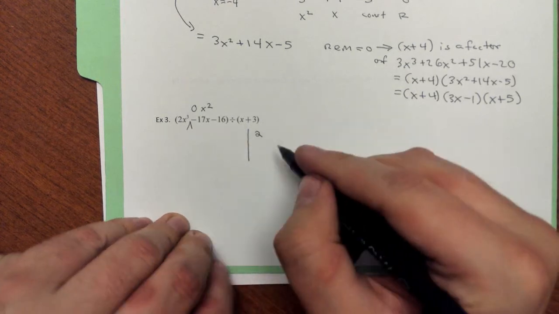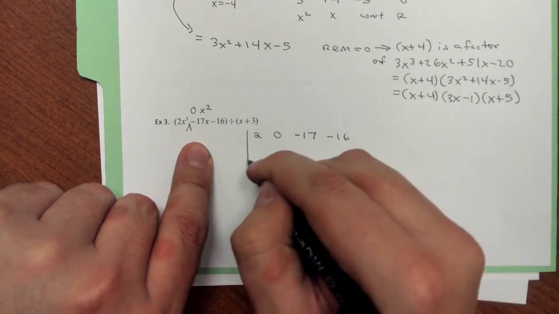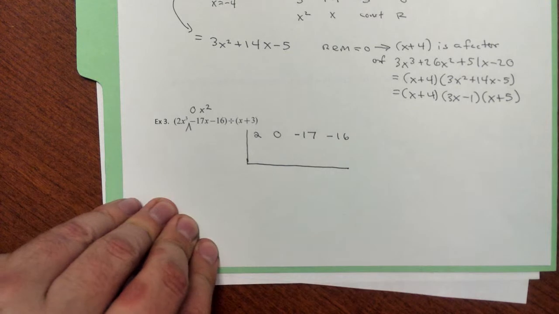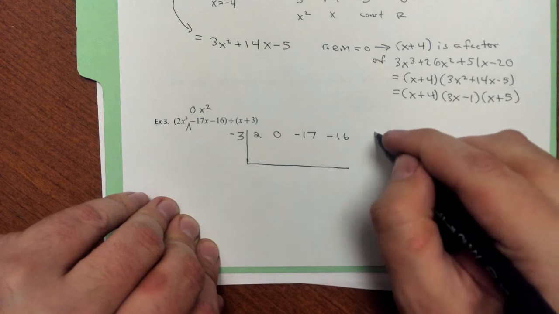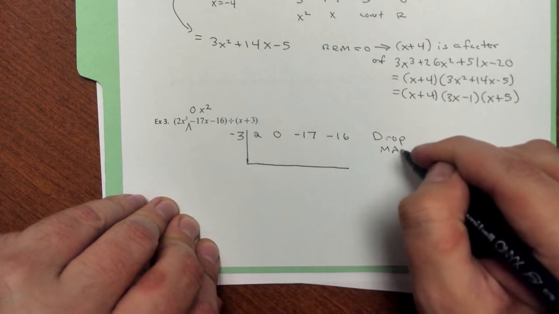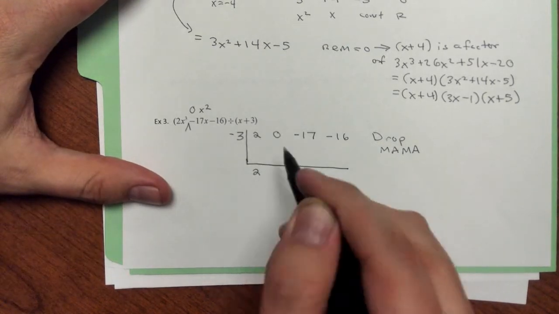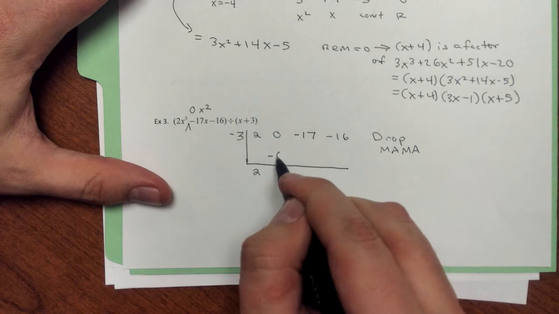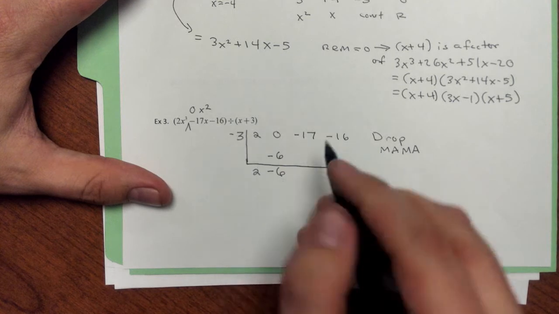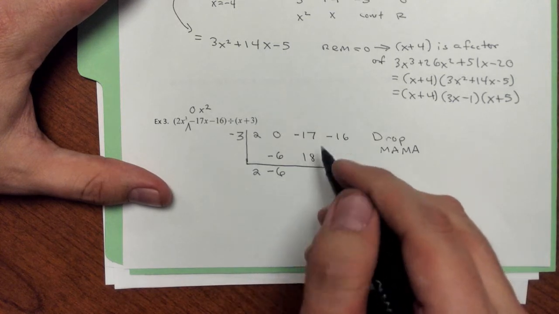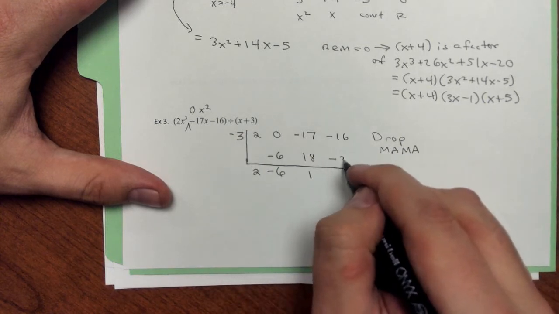my coefficients are 2 and 0 and negative 17 and negative 16. The root of x plus 3 is negative 3. And once again, what am I going to do? Drop, multiply, add, keep doing it until I am done. So I drop the 2. Multiply by negative 3 to get negative 6. Adding 0 and negative 6 will give me negative 6. Multiplying these two gives me 18. Negative 17 and 18 add to give us 1. And negative 3 times 1 gives me negative 3.